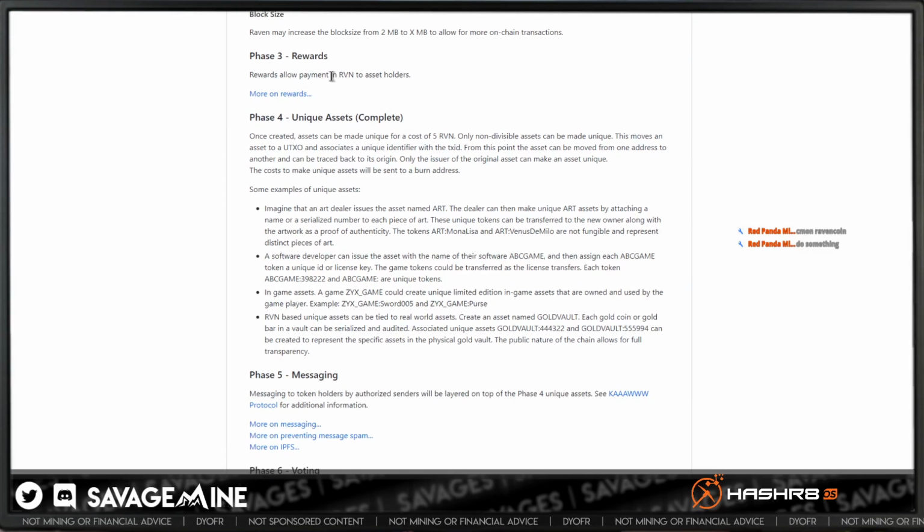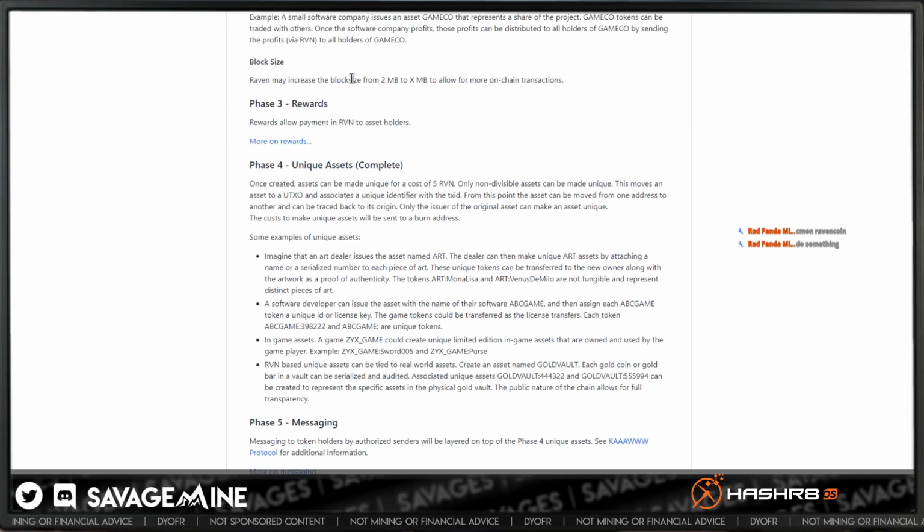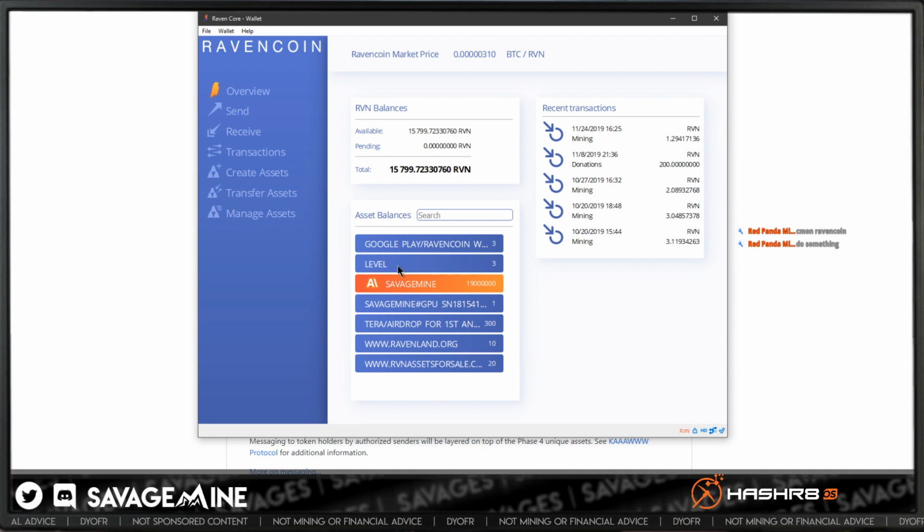Not necessarily Ravencoin itself, right? We're talking about if you've created an asset on the network, like SavageMine or some other actual asset, then you could issue rewards to the token holders. So, for example, if I sent you one SavageMine token, then I could actually distribute rewards if there were any.